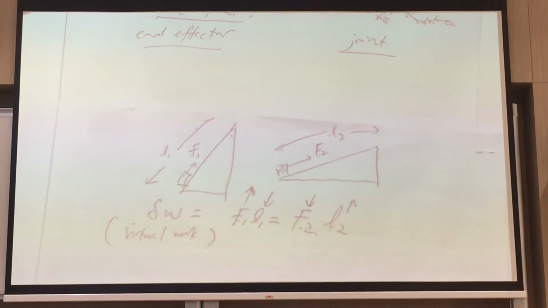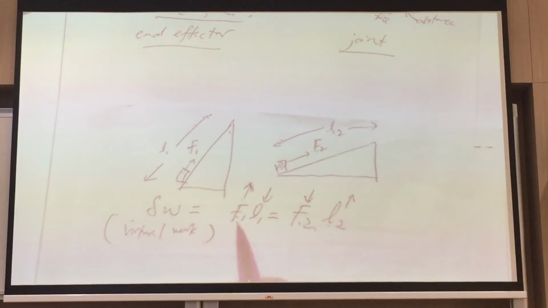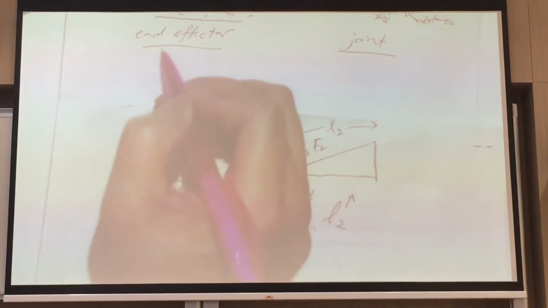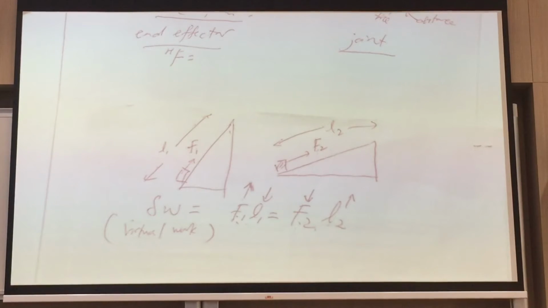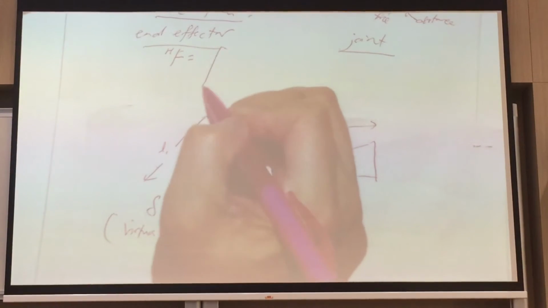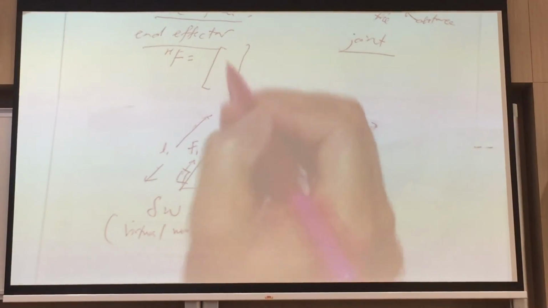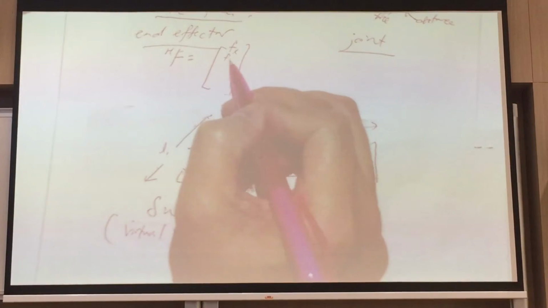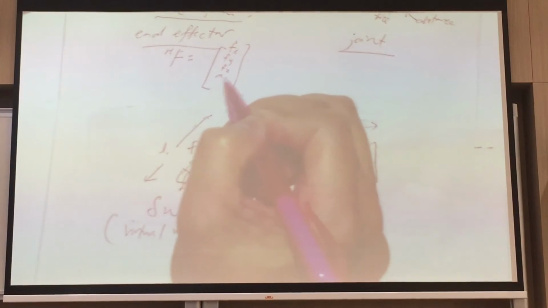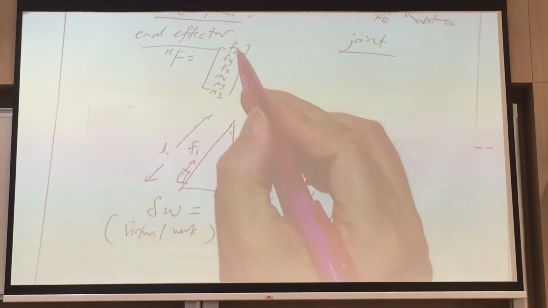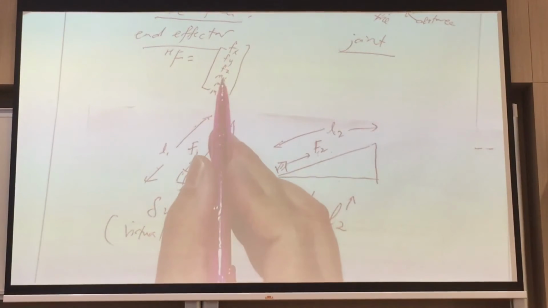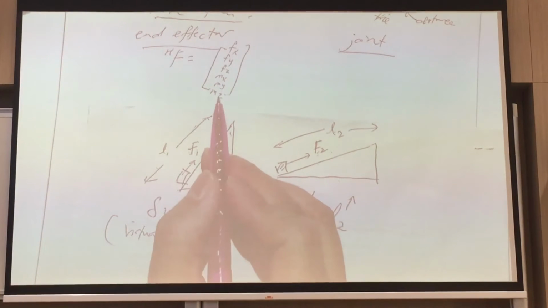So for the end effector, the force that we call is called HF. And HF is given by 6 elements: F, X, Y, Z, and M, X, Y, Z. The F stands for linear force. The M stands for moment, moment about axes X, Y, and Z.